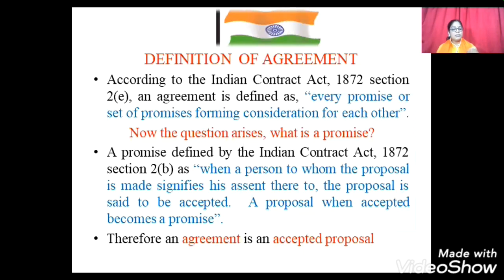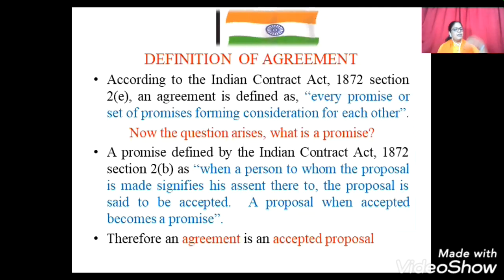Assent to me means what? Approval. I said, hello, Mr. Ram, would you like to come for a cup of coffee with me? He agreed. He has given his approval. So when he has given his approval to me, the proposal is said to be accepted. Whatever proposal I have made to him, when he has given his assent, that proposal has been accepted. When he has accepted, that accepted proposal has become a promise.